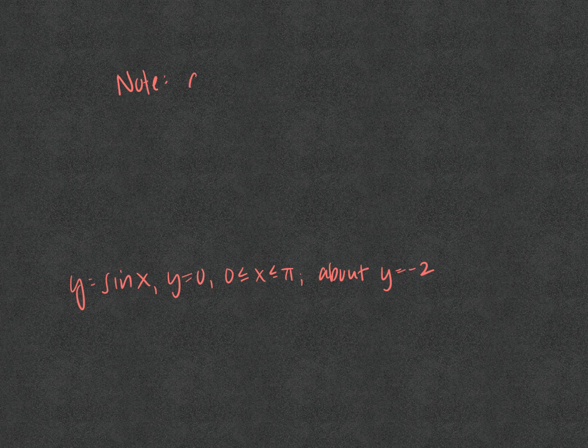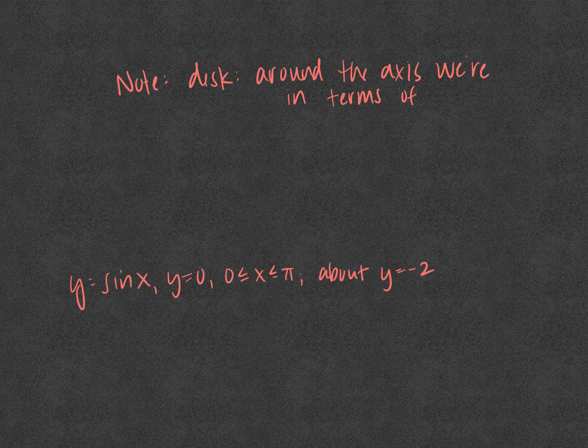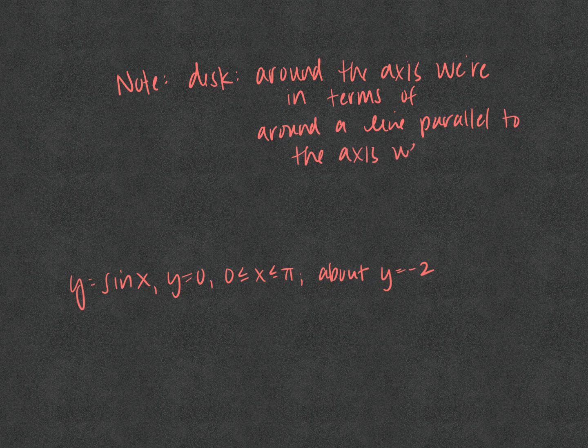Note, we're in the disk method because we rotate around an axis. Around the axis we're in terms of. Or we're rotating around a line parallel to that axis. Parallel to the axis we're in terms of. So that means y equals -2 is a horizontal line and it's parallel to the x-axis.